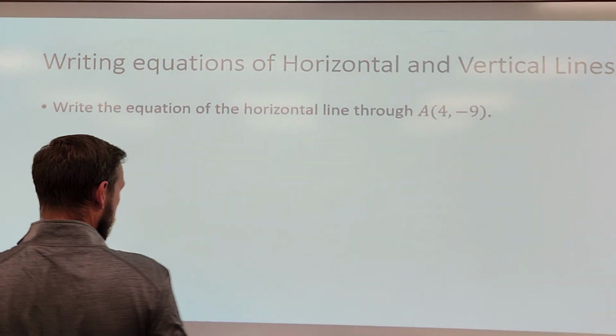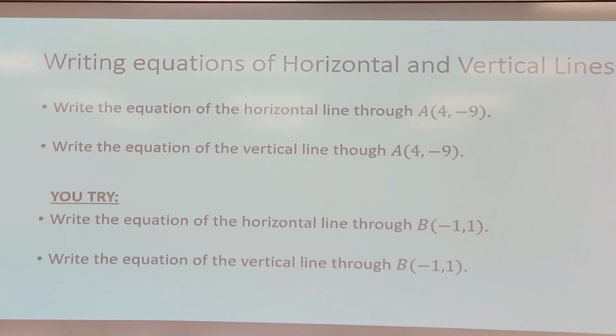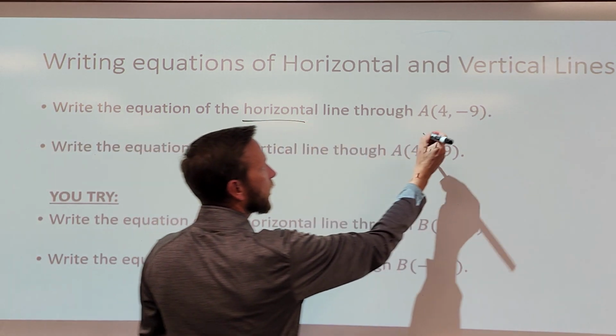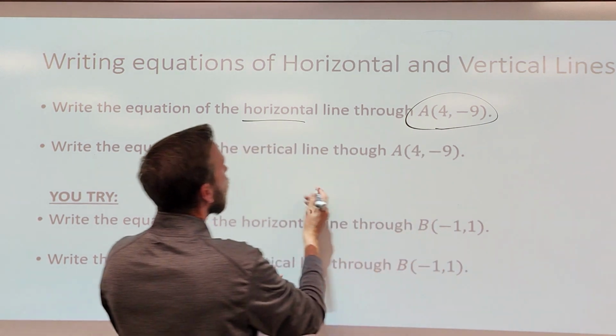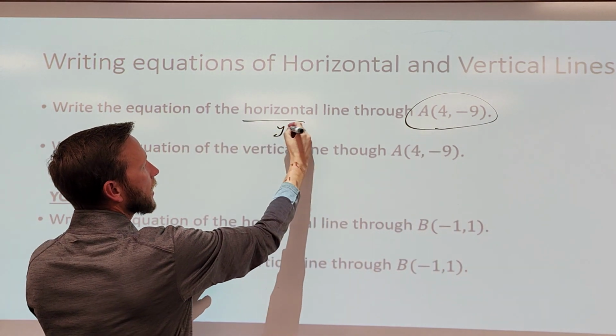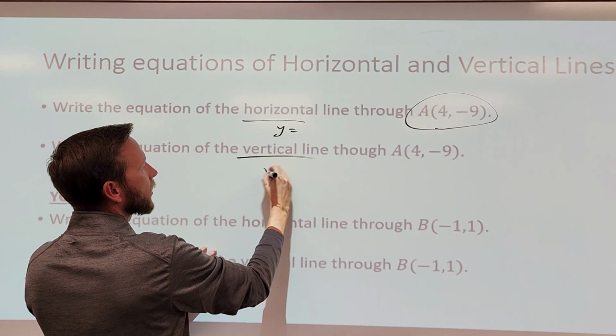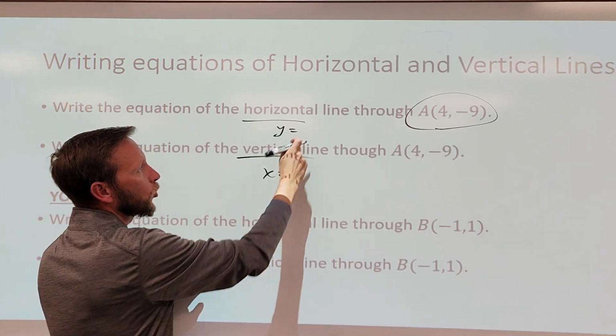So let's write the equation. Actually, we're going to split this up. I'm going to do a couple of these, and you're going to do the other ones. Write the equation of the horizontal line that passes through this point. Horizontal is a y equals format. Vertical line is an x equals format. So what does y equal?